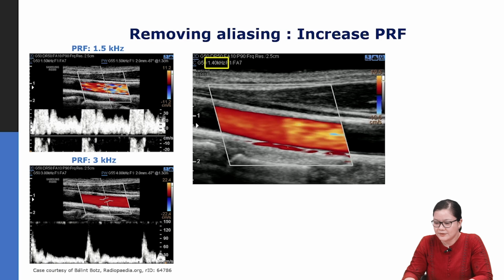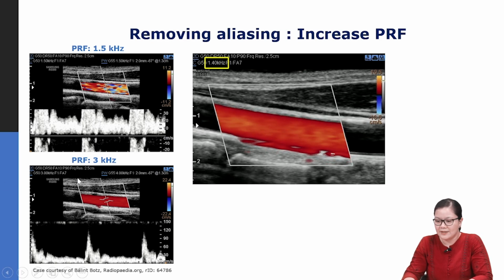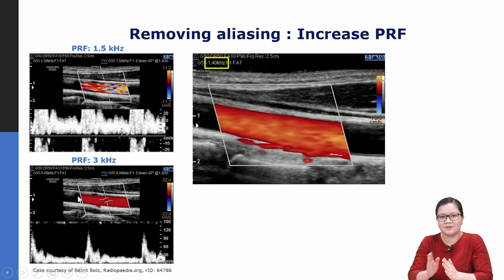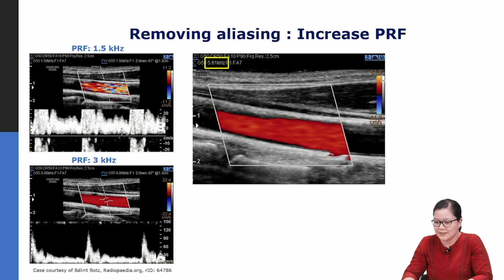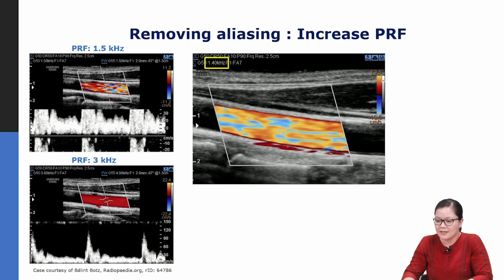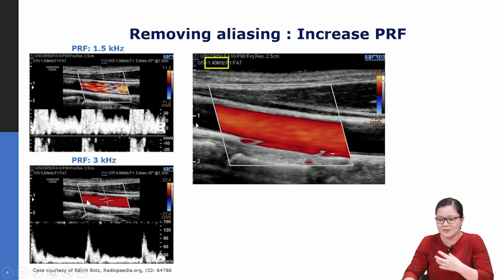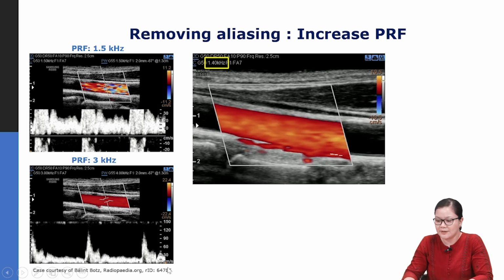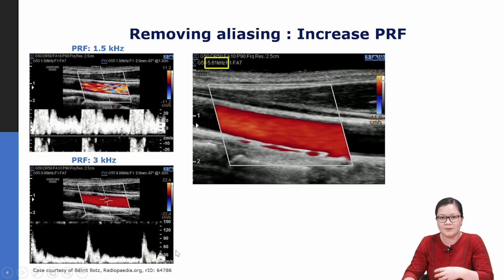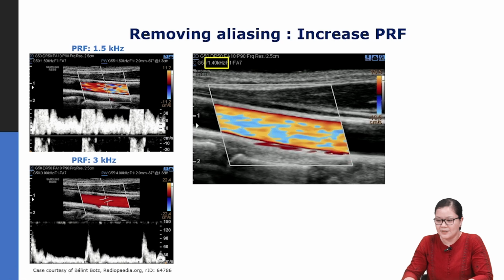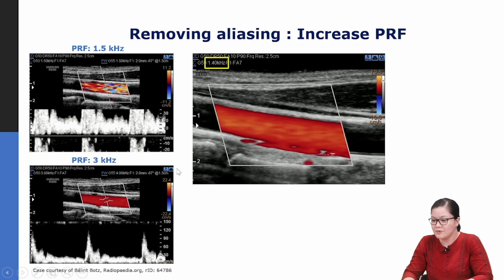And so what you can do is increase the PRF to 3 kilohertz right here, which means you will be able to sample faster. The sampling rate is faster, so you can capture those higher frequency components. Then you can see that the flow through this vessel is very smooth, just red. And in the Doppler spectrum here, the y-axis shows only positive velocity components. So this is one way you can remove the aliasing.